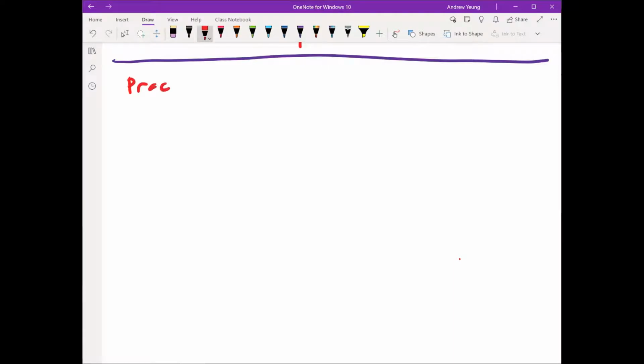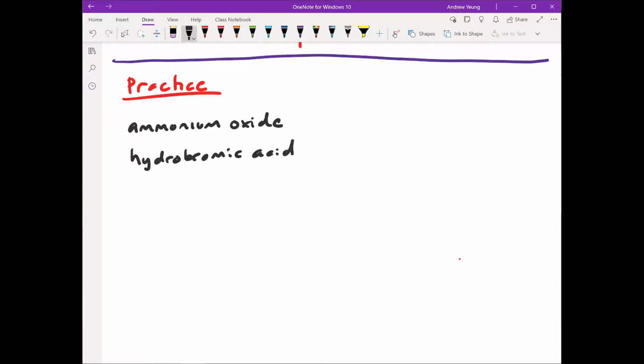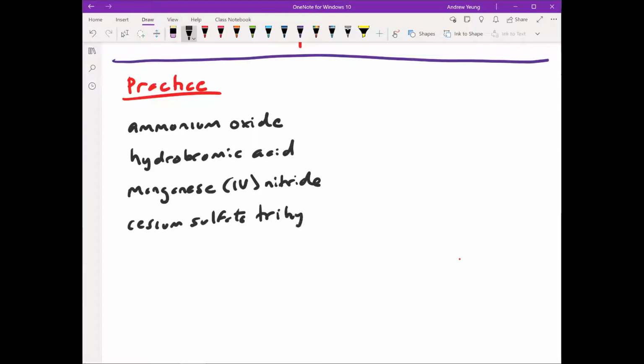So remember, you need to be comfortable going from the symbols to the word name as well as the word name to the symbols. So let's start off here: ammonium oxide. Hydrobromic acid. Let's do manganese 4 nitride. Cesium, I'll give you one that's a hydrate here. So cesium sulfate trihydrate.